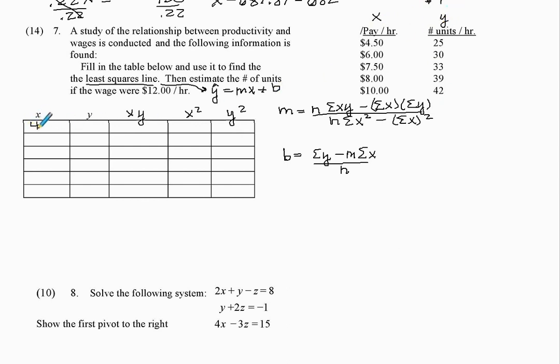So the x values are going to be 4.50, 6, 7.50, 8, and 10. And then this last row down here is going to be our total row. Let me go ahead and separate that.